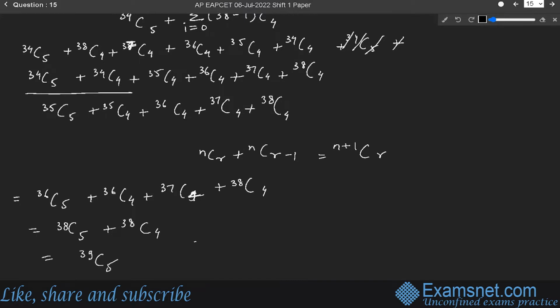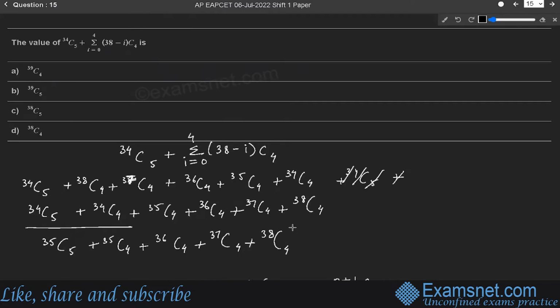Therefore, we can say that 34C5 plus summation of I equal to 0 to 4 of (38 minus I)C4 will be equal to 39C5. Hence, the correct option here is 39C5, which is option number B here. I hope this question is clear to you.